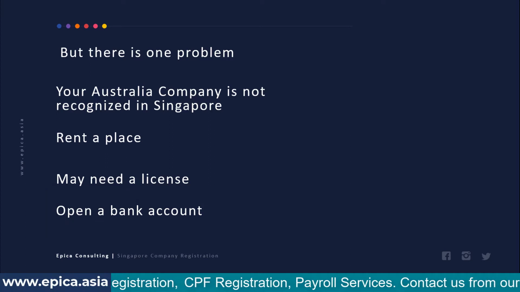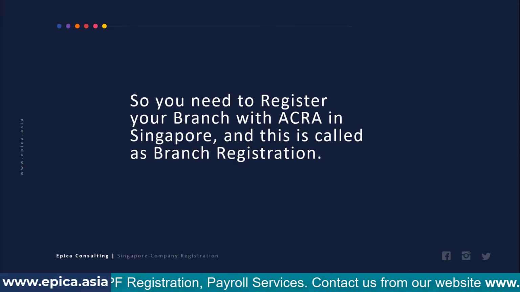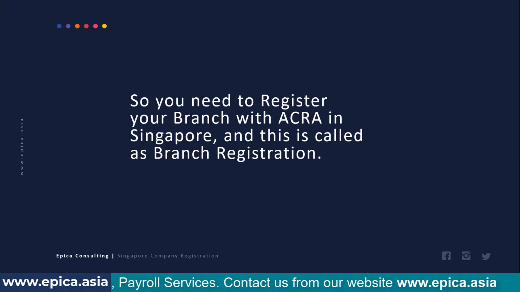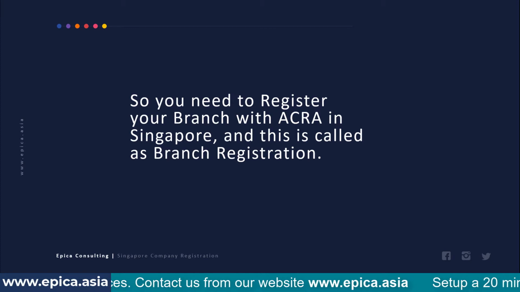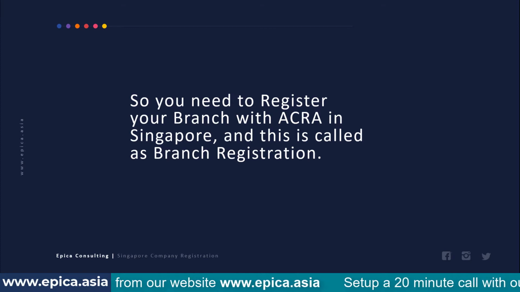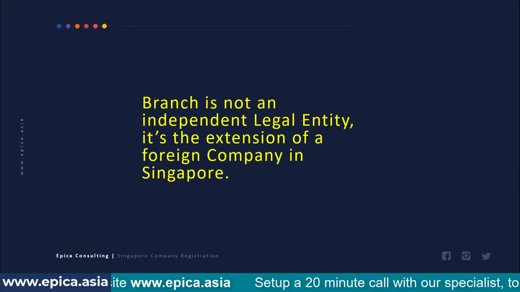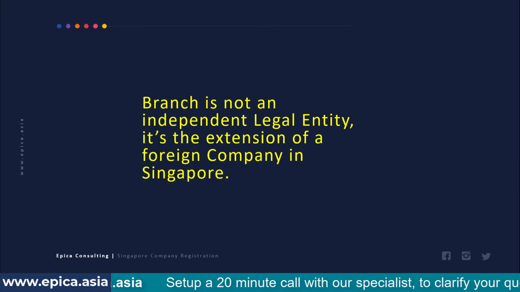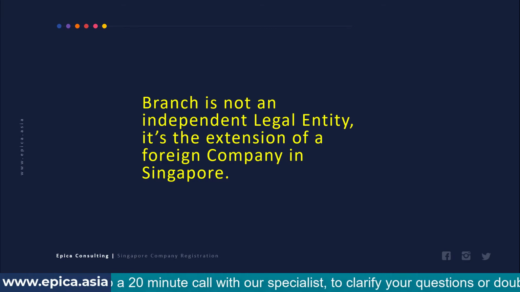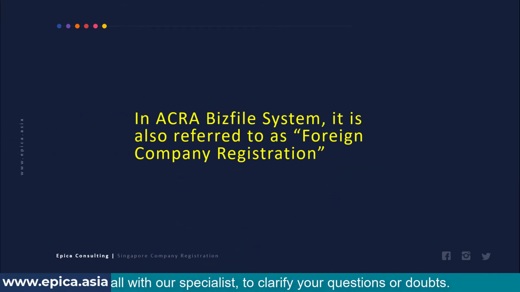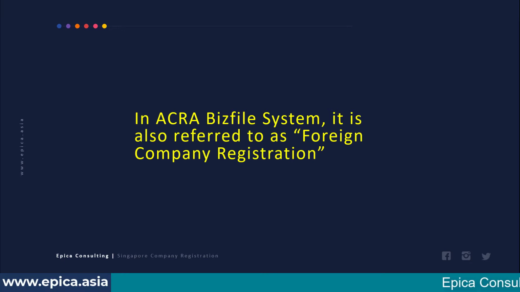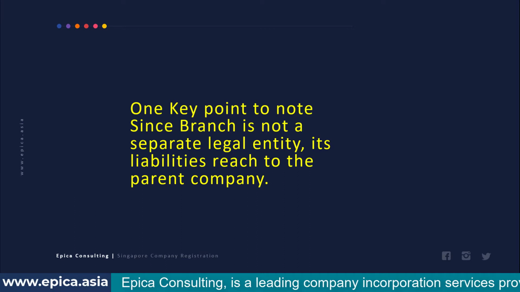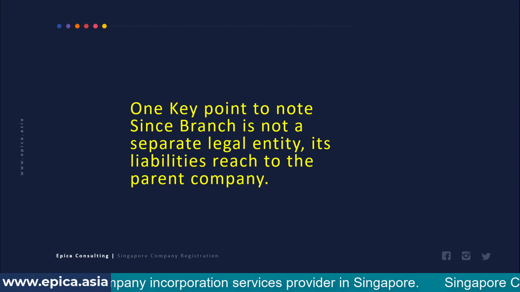So when you want to open a branch in this manner across the geography, so you are a foreign company and want to open up a branch in Singapore, you need some kind of registration with ACRA. And this is what is called a branch registration. Branch is not an independent legal entity, it is the extension of a foreign company in Singapore. In ACRA's system, it is also referred to as a foreign company registration in Singapore. So basically your foreign entity is getting registered in Singapore so that it gets recognition in the Singapore business system so that you can carry out transactions and you can set up your office and do the necessary things.